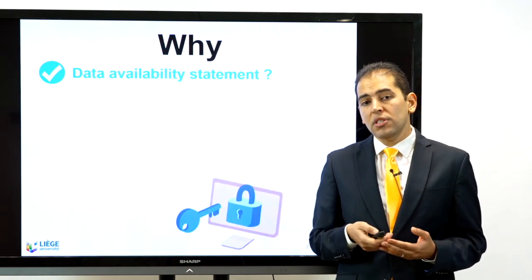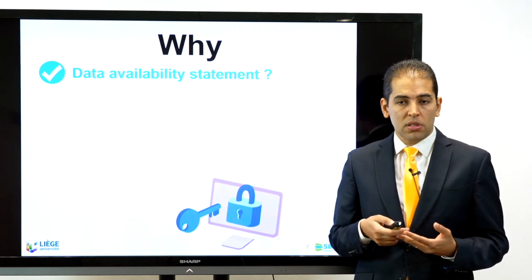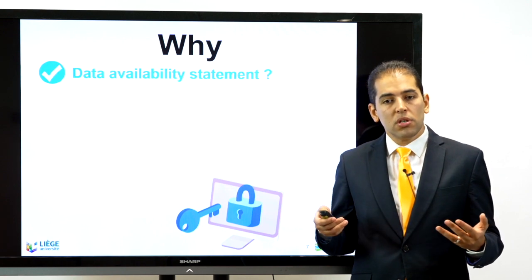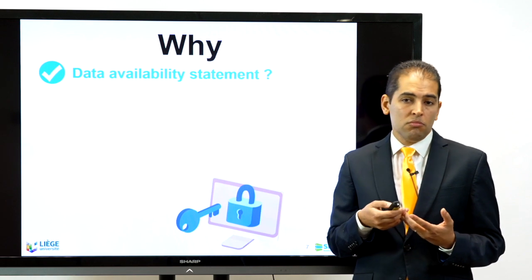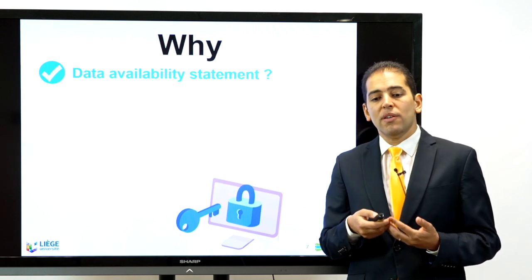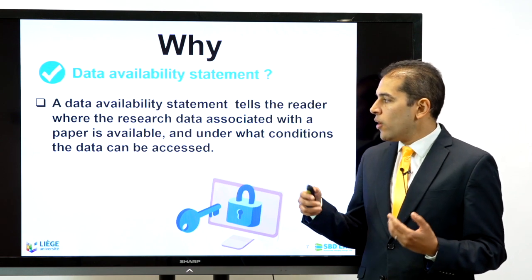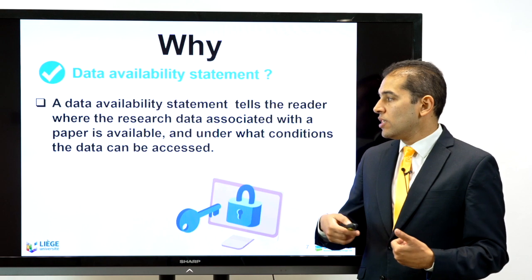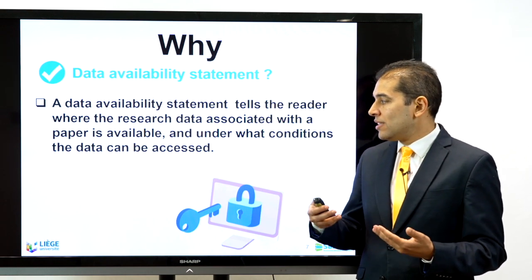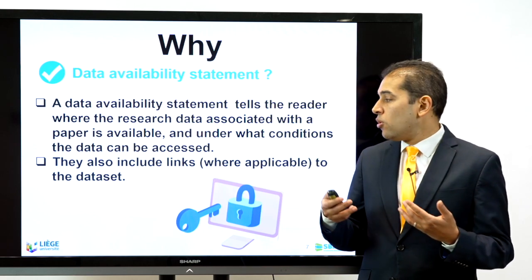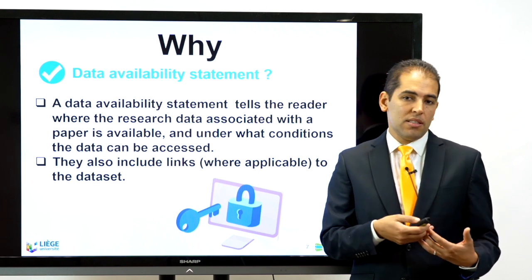Now, why do we need to reposit our data or save our data in a repository? As you know that most of the journals today, in order to publish your work, even in universities to publish your thesis or your dissertation, you will be asked to have a data availability statement. A data availability statement tells the reader where the research data associated with the manuscript or the paper is available and under what condition the data can be accessed. So they also include links like URLs or DOIs so that others can access this data set and maybe use it.